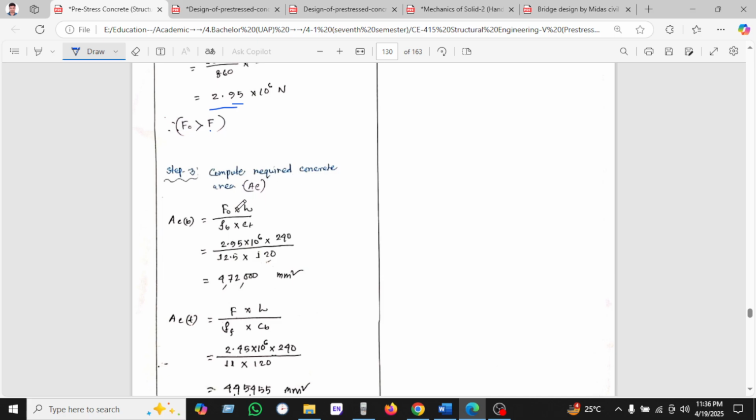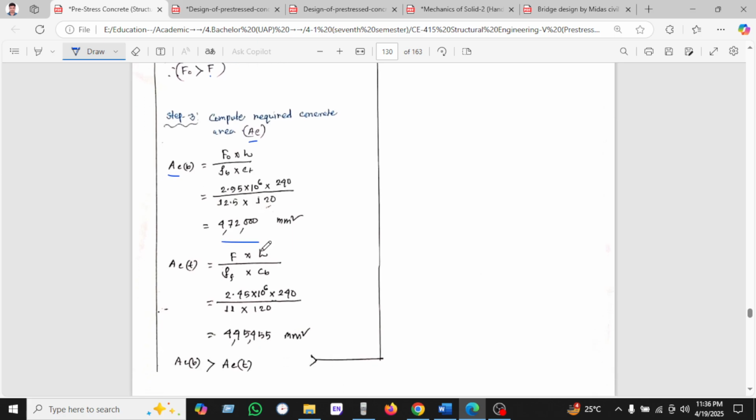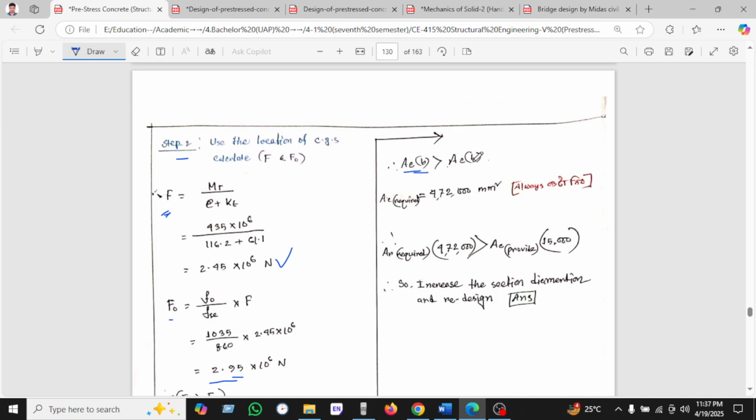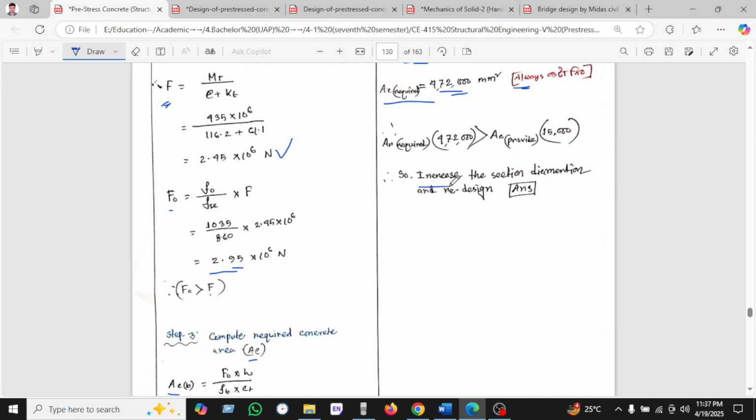So compute the required area of SE. At bottom we've found this below force, and at top using this formula we found this below. So we've seen the top is greater, sorry, the bottom is greater, that's why we will use the bottom area. So we've seen SE bottom is greater than the top, so required is bottom. We will always use the bigger value. So increase the section and redesign. Okay.